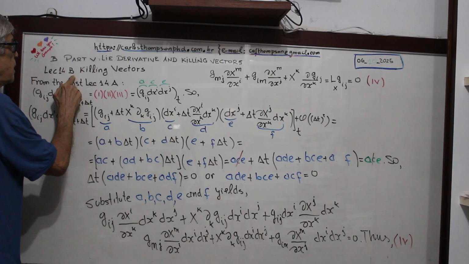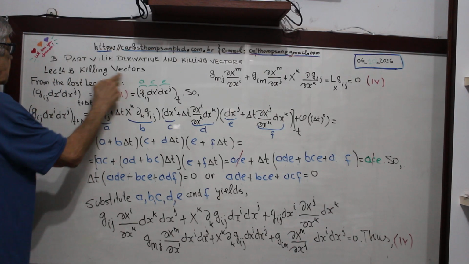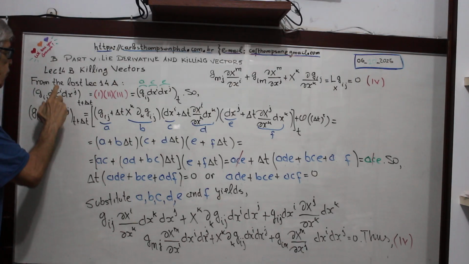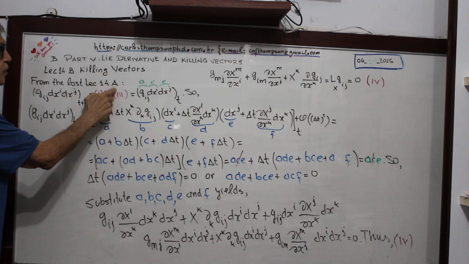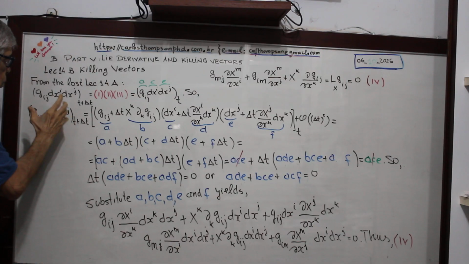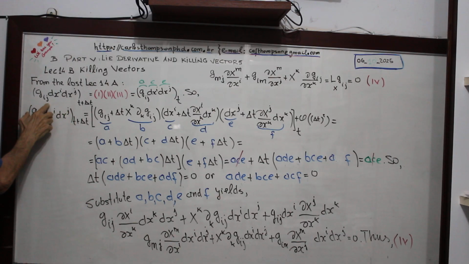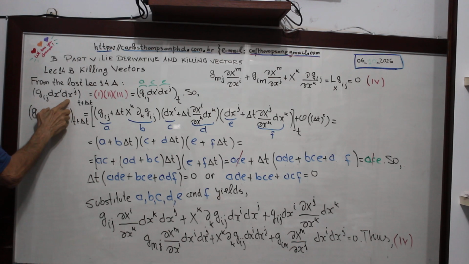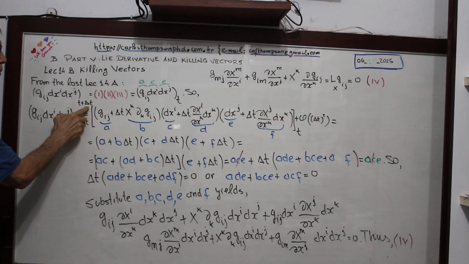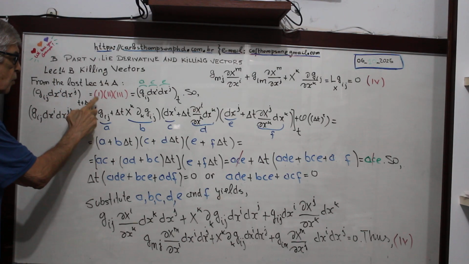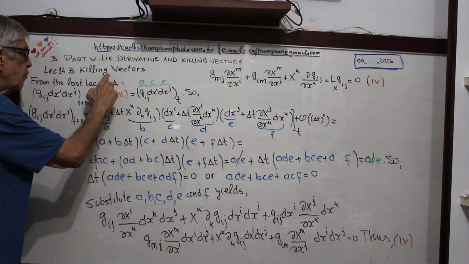Lecture 14b, Killing vectors. Attention now: from the last lecture 14a, we derived g_ij dx^i dx^j at t plus delta t. You see, that's equation 1, 2, 3 from 14a.